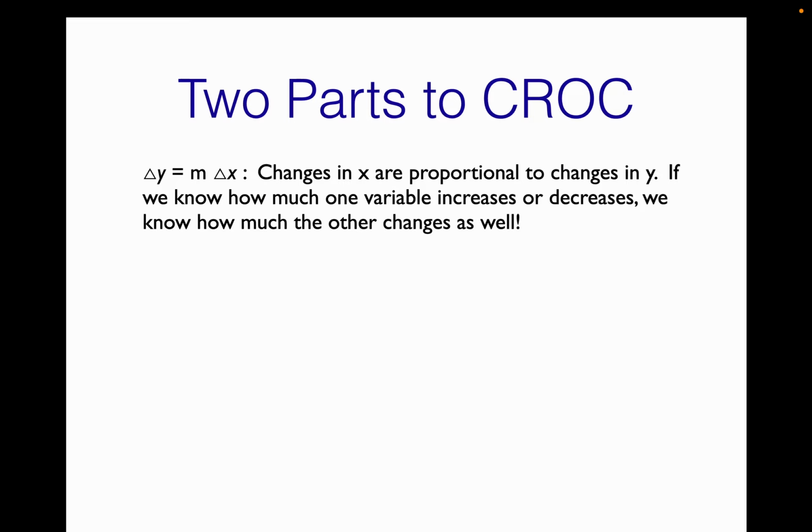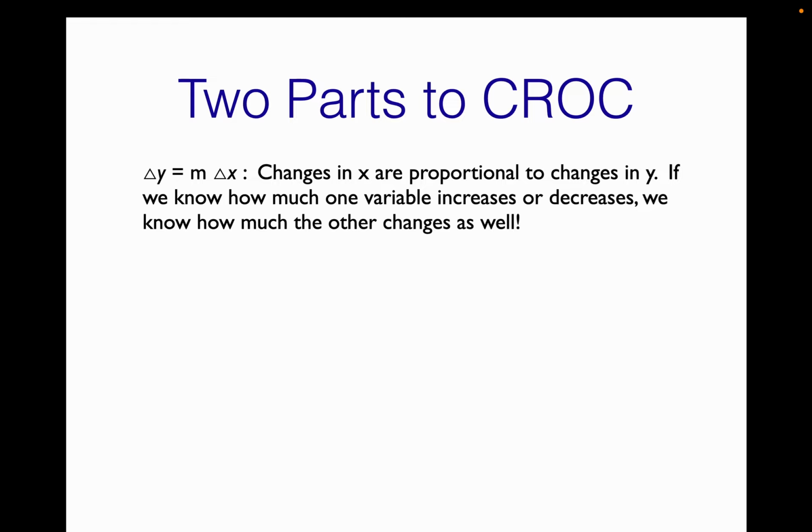Now, this delta y equals m delta x. Changes in x are proportional to changes in y. If we know how much one of the two variables increases or decreases, then we should be able to figure out how much the other one does if we know m. Or if you know those two amounts of change, you can put them in proportion, divide them to find m. So this is part of what we've been doing, and this is what we've done so far. We're going to go back to the flag problem in a second and do something else.